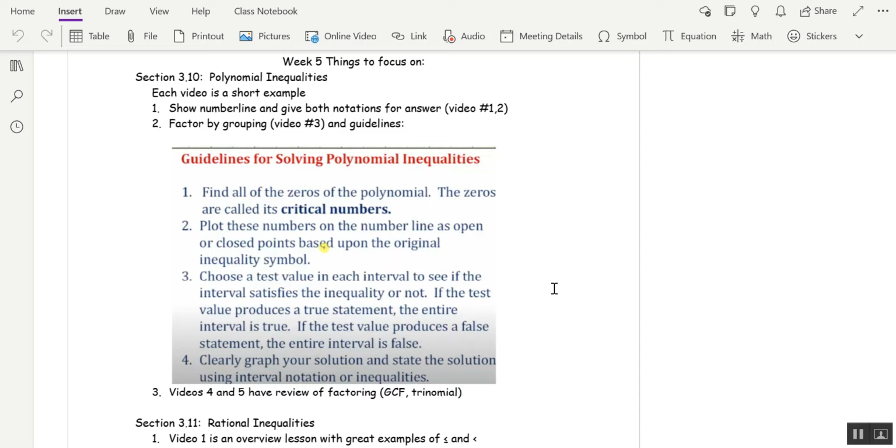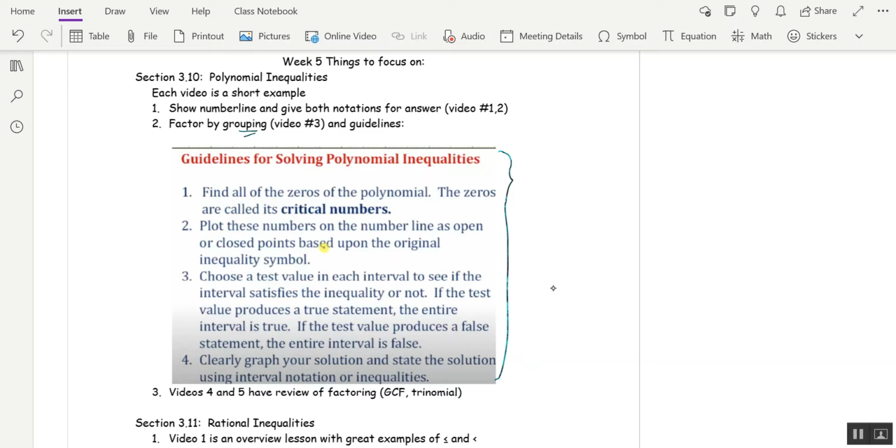In videos 1 and 2, they're a couple of short examples of how to show your number line and give your answer in both inequality notation and interval notation. In video 3, you'll see these general guidelines for solving a polynomial inequality, plus that example requires you to factor by grouping, which is great practice.